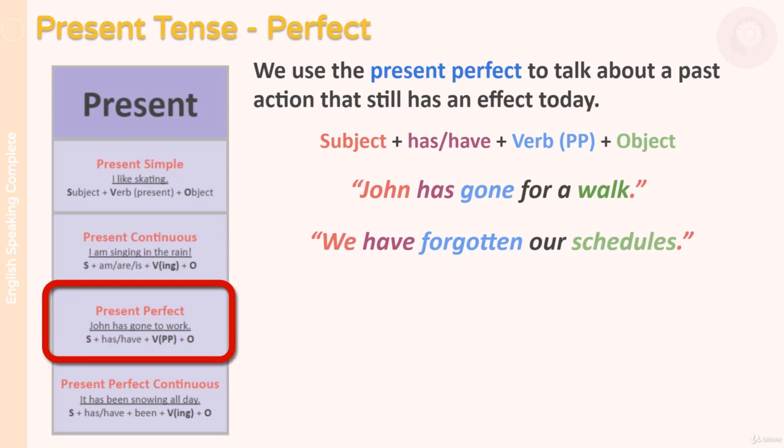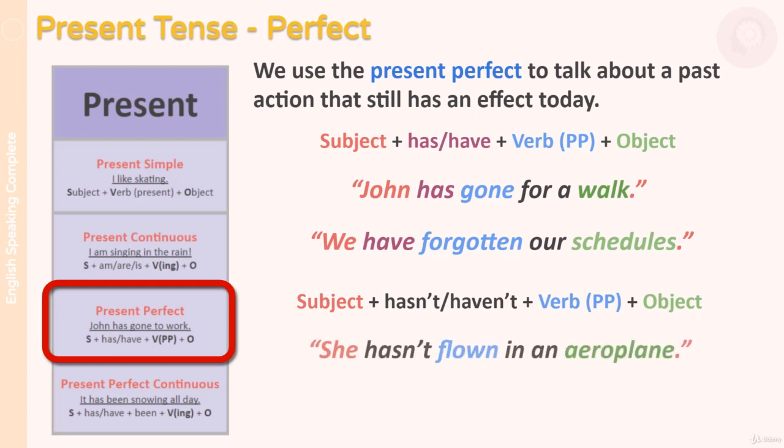Okay, so how can I use this in negative sentences? Subject plus hasn't or haven't, of course contractions of has not, have not, plus past participle plus the object. Let's look at an example. She hasn't flown in an airplane. Aeroplane even. She hasn't flown in an aeroplane. So she's never at any point in the past been in a plane. The effect is maybe, there could be a few, she's nervous, she's excited possibly as well.